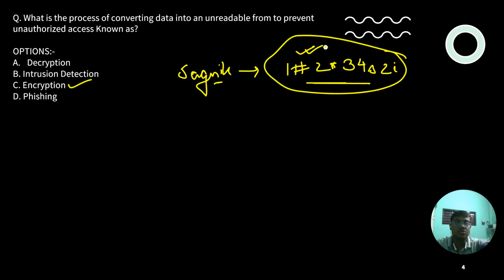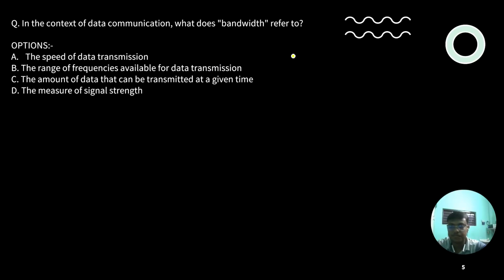It would be shown in some format that is not easy to decrypt or not easy to visualize and just get the data. So this process of doing it is known as encryption. Hope you all understood it. Let's move on to the next question.